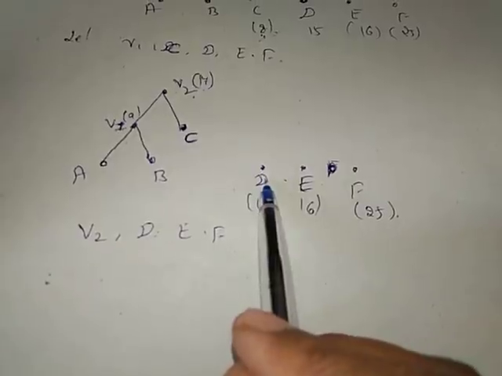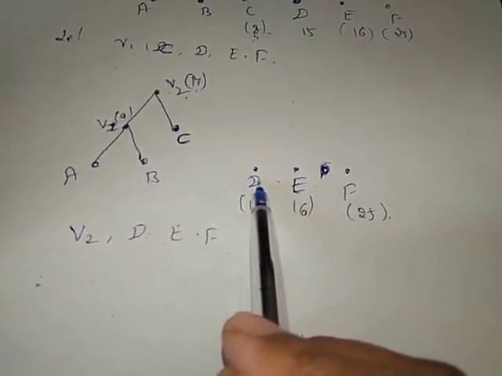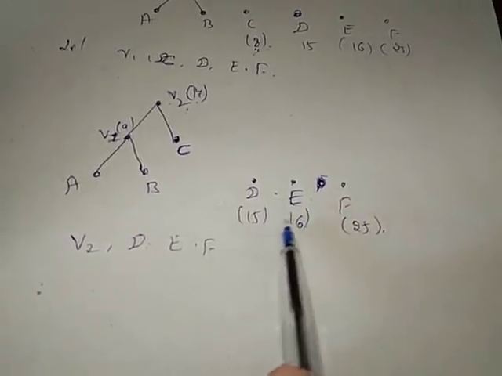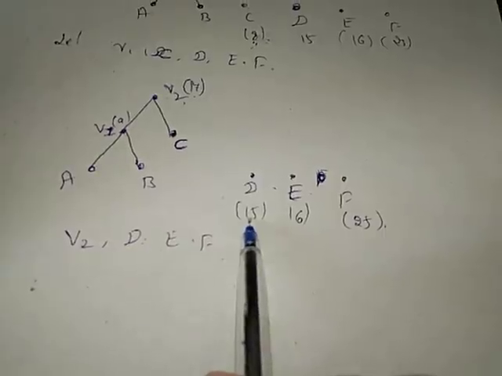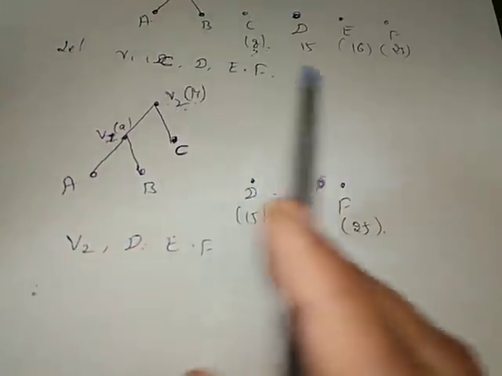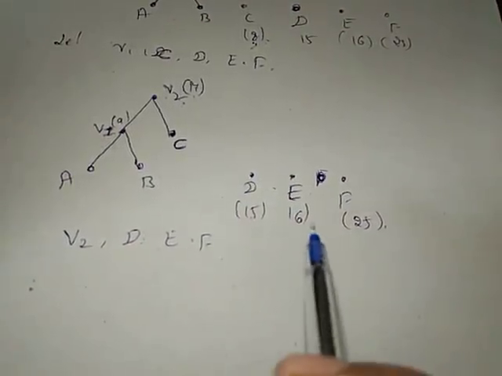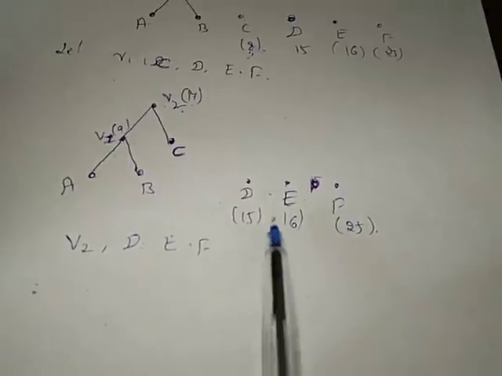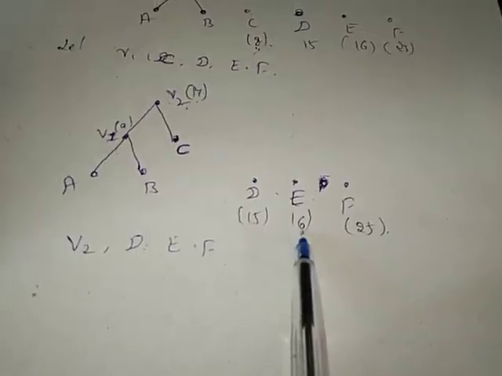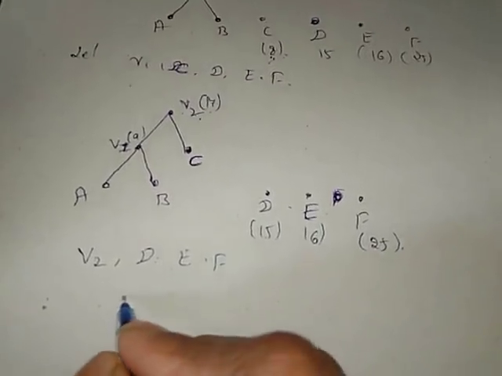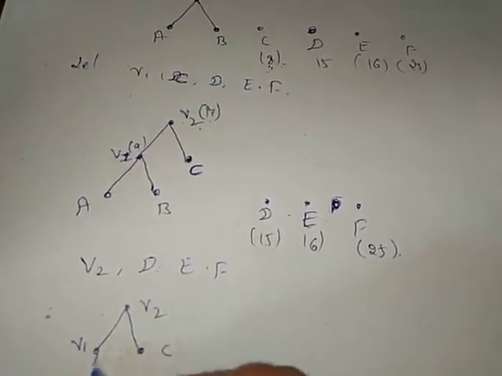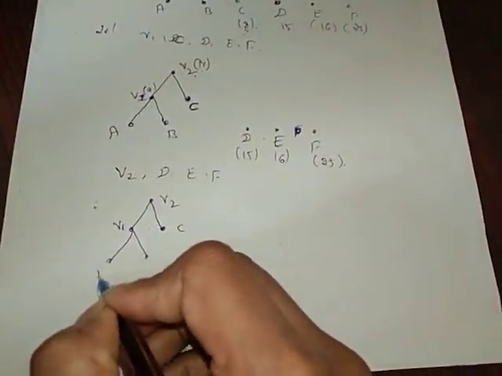Add their weights to get a new weight. 15 plus 16 is 31. Assign this to the new vertex. Already V1 and V2 are considered. Now consider one more new vertex V3 and assign the weight 15 plus 16 is 31, and keep the remainings as it is: V2, V1, C, A and B.